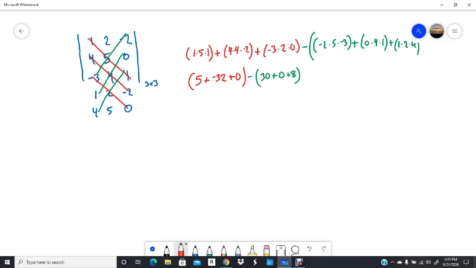So this would be -27 minus 38, and the determinant becomes -65. So that's how we calculate a 3 by 3 determinant. You extend the two top rows, you take the diagonals, you multiply them, and then you add them together, and then you take the opposite diagonals, you multiply them, you add them together, and subtract from each other. This is how the determinant is calculated.